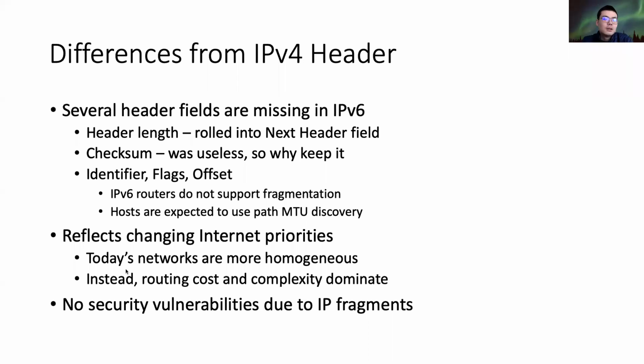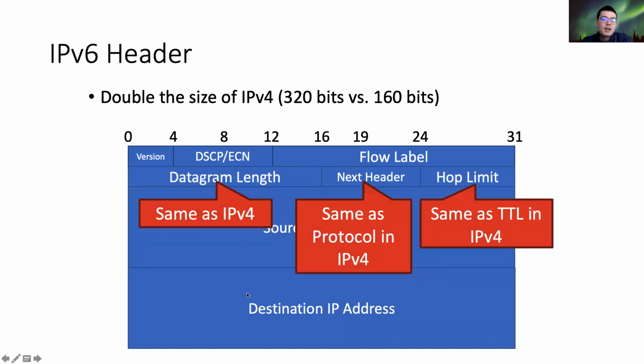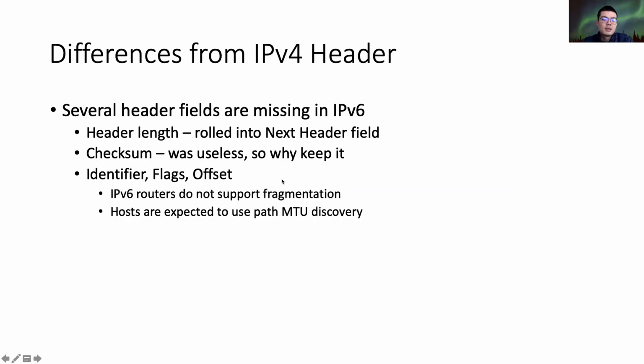Instead, efficiency is the most important, right? So the routing costs, or if you do fragmentation, it would be slower, and a lot of circuits and hardware are needed to do that. So we want to keep things simple. If you look at the IPv6 header, it's way simpler, just 2 rows, and the IP address is larger, actually 4 times larger.